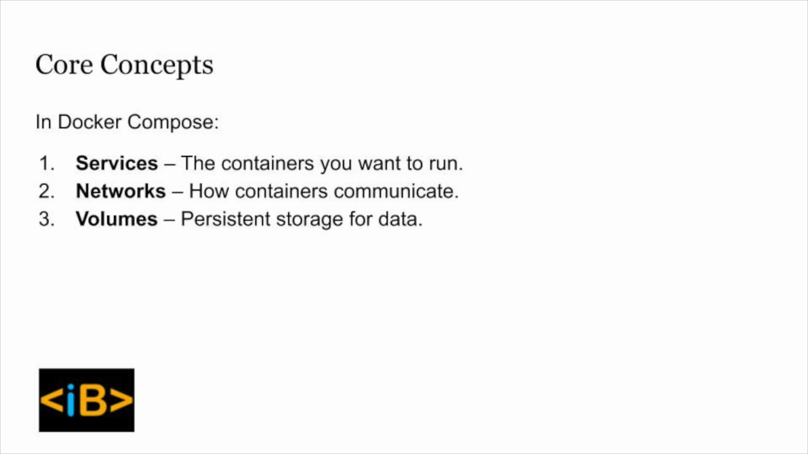And when we talk about the core concepts, the pieces you work with in Compose, there are really three main things. First, services. Simple enough. These are just the containers you want to run, your web app, your database, your cache, whatever. Second, networks. These define how those services, those containers, connect and communicate. Compose sets up a default network, usually. And third, super important, volumes. These are for persistent storage. You need your database to keep its data even if the container stops and restarts. Right, that's what volumes are for.